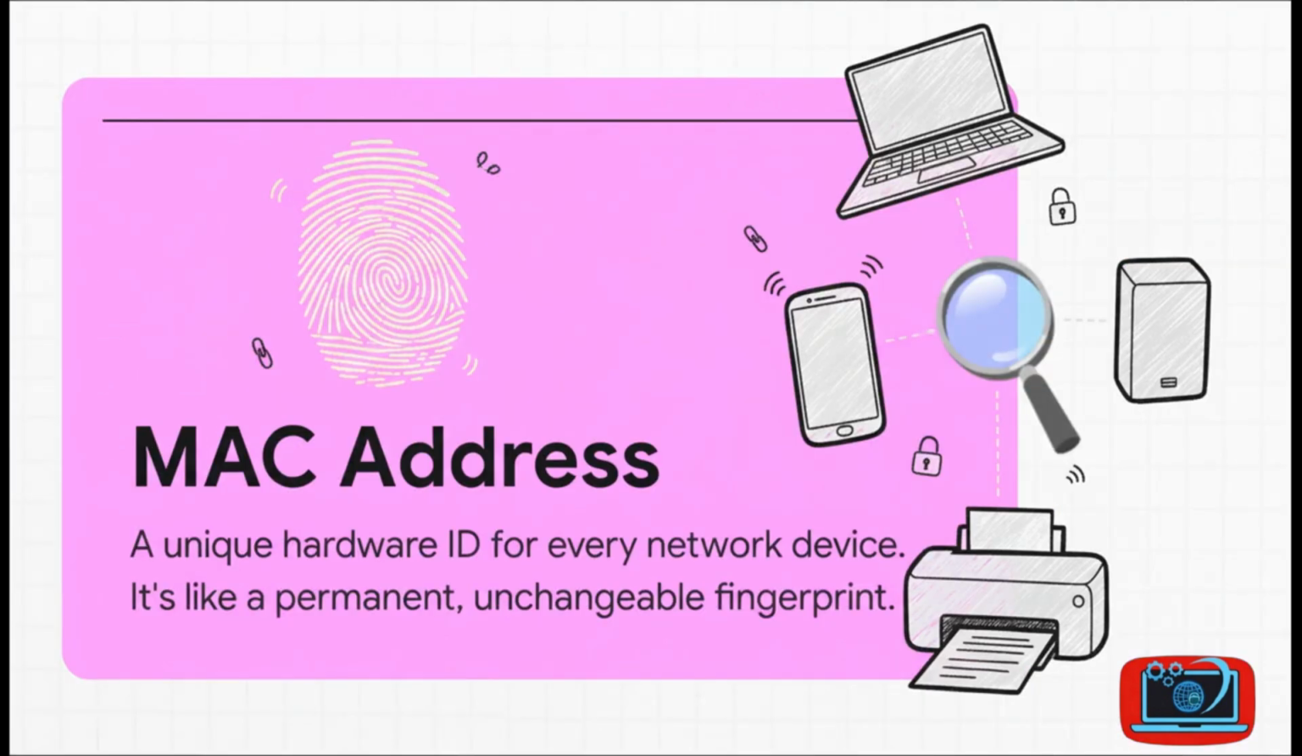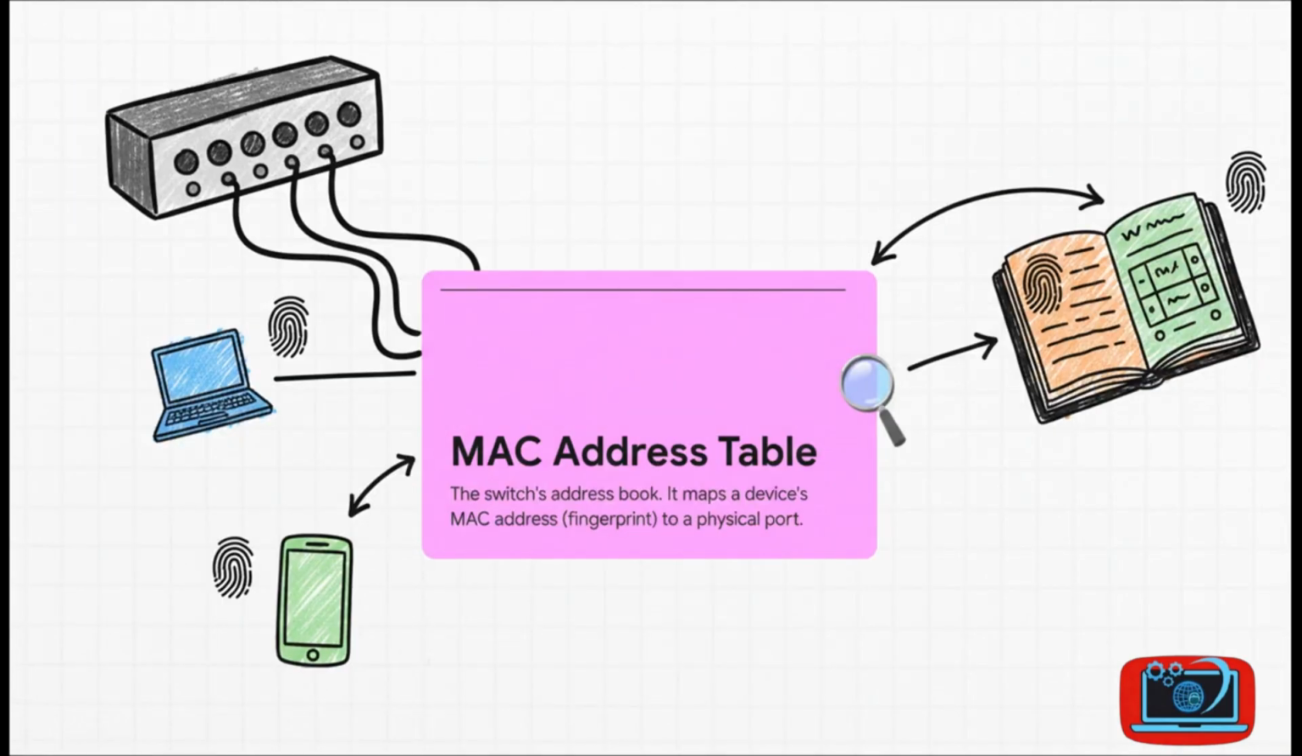Now, before we get to the table, we have to know what a MAC address is. The easiest way to think about it is like a permanent fingerprint for your gear. Your laptop, your phone, your smart TV. Every single device that connects to a network has a unique MAC address that's burned in at the factory. It can't be changed. And this is what the switch does with those fingerprints. The MAC address table is basically the switch's internal address book. It's a super simple but incredibly powerful list that just maps a device's unique MAC address to the physical port it's plugged into. That's it.